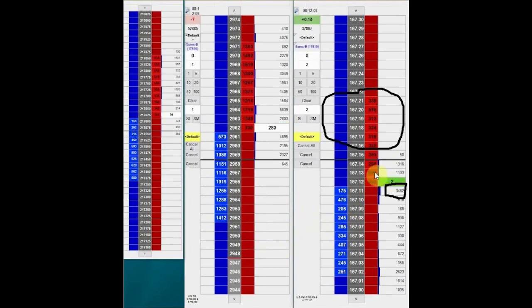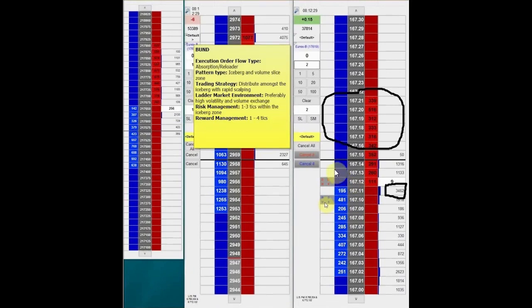We can see now it's come back to the volume point of control at the 11s, and we're watching this rather closely now. As this market really starts trading, we want to start looking at a particular type of pattern, and the execution order flow type is absorption reloader. This is how we create our methodology for analyzing all of our price ladder plays, so you have this matrix in your head on how to really develop your ability to read the price ladder. Then the pattern type is iceberg and volume slice zone.